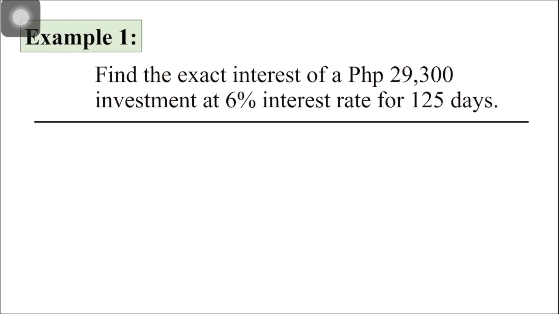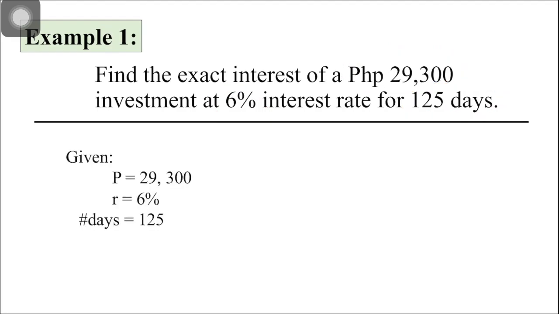Find the exact interest of a 29,300 investment at 6% interest rate for 125 days. So, the money 29,300 is invested at 6% interest rate. So, this is the principal. This is the principal and this is the R, or the rate. And for 125 days, this is the time, or the number of days.